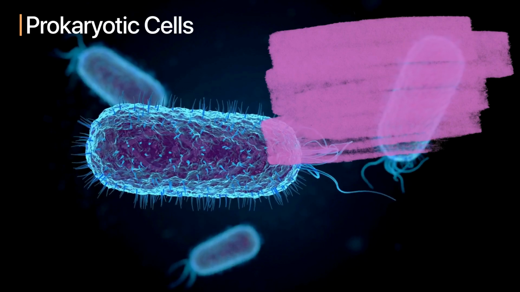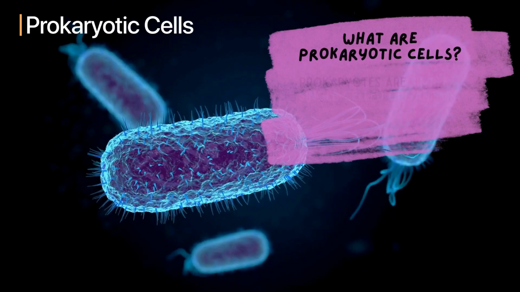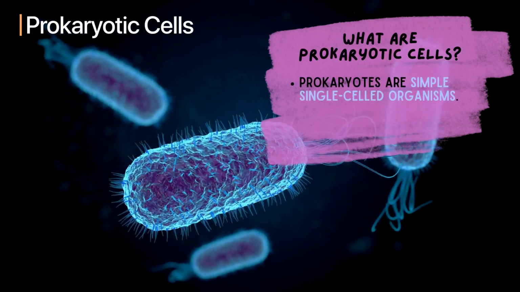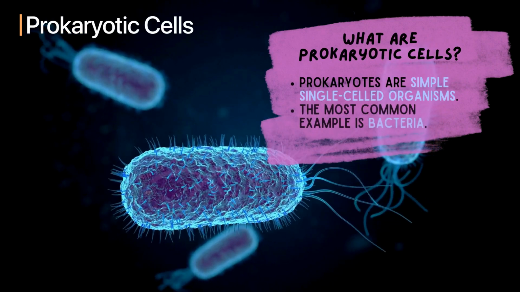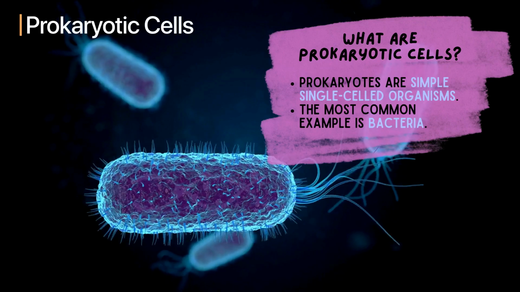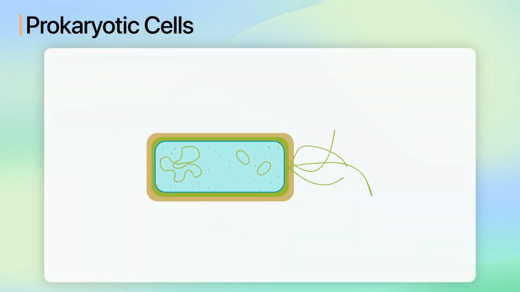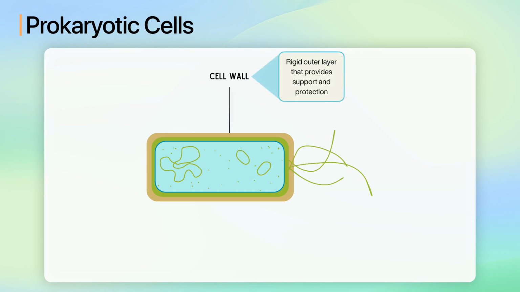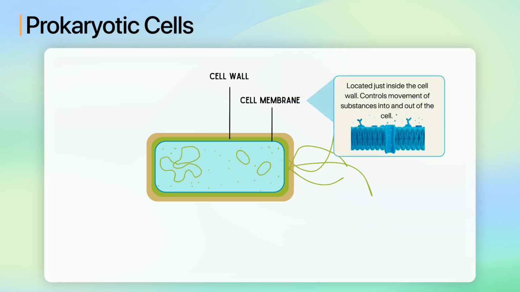Let's start by examining prokaryotic cells. Prokaryote cells are simple, single-celled organisms. The most common example is bacteria. Here's a breakdown of their main structures. First, the cell wall. This rigid outer layer provides support and protection. Second, the cell membrane, which is located just inside the cell wall. The cell membrane controls the movement of substances in and out of the cell.